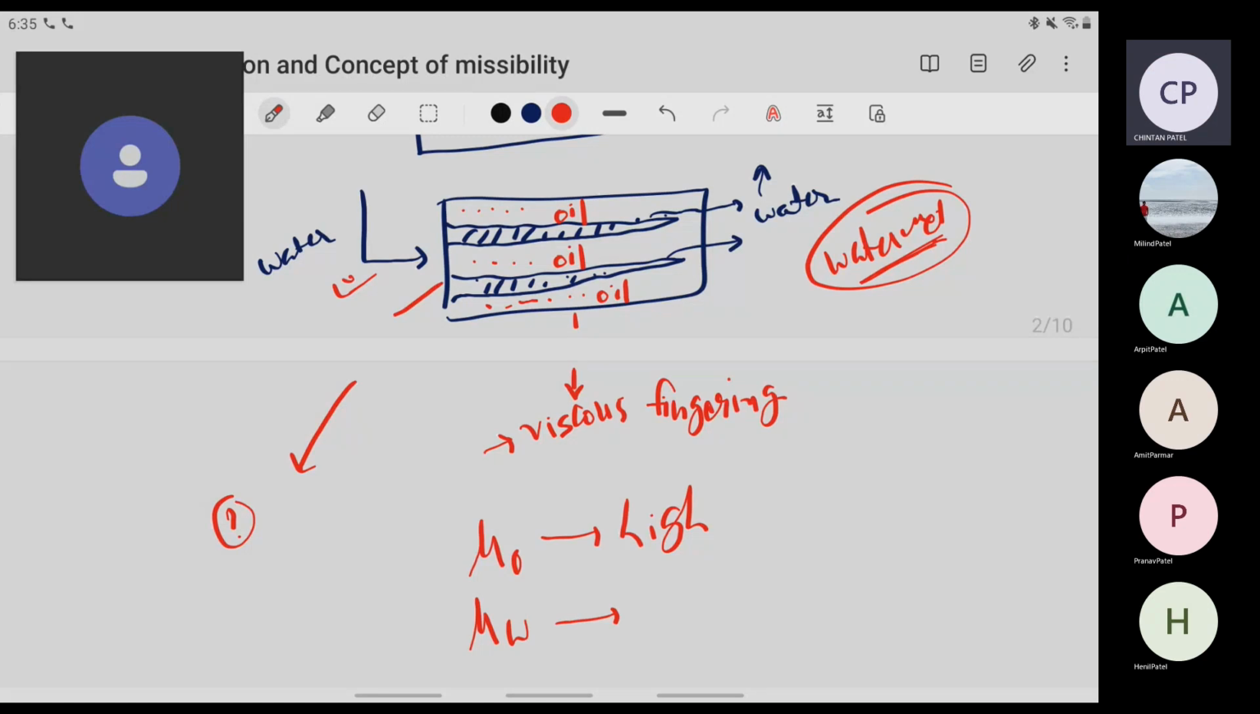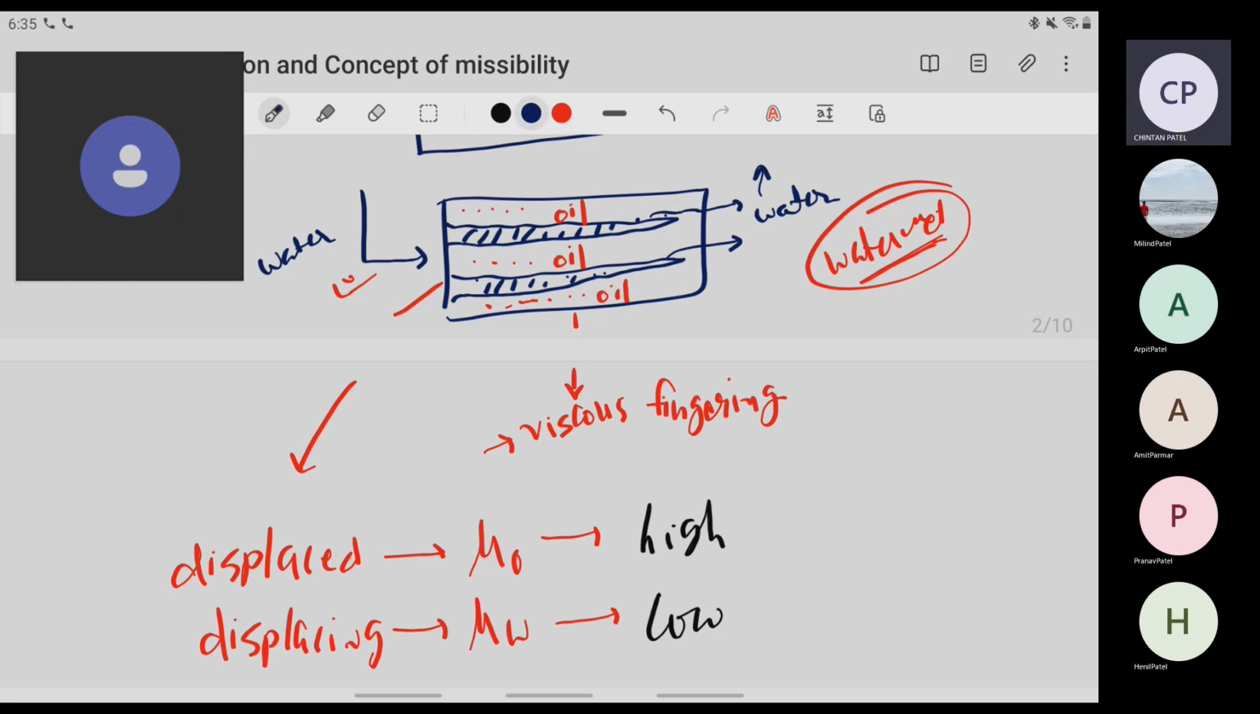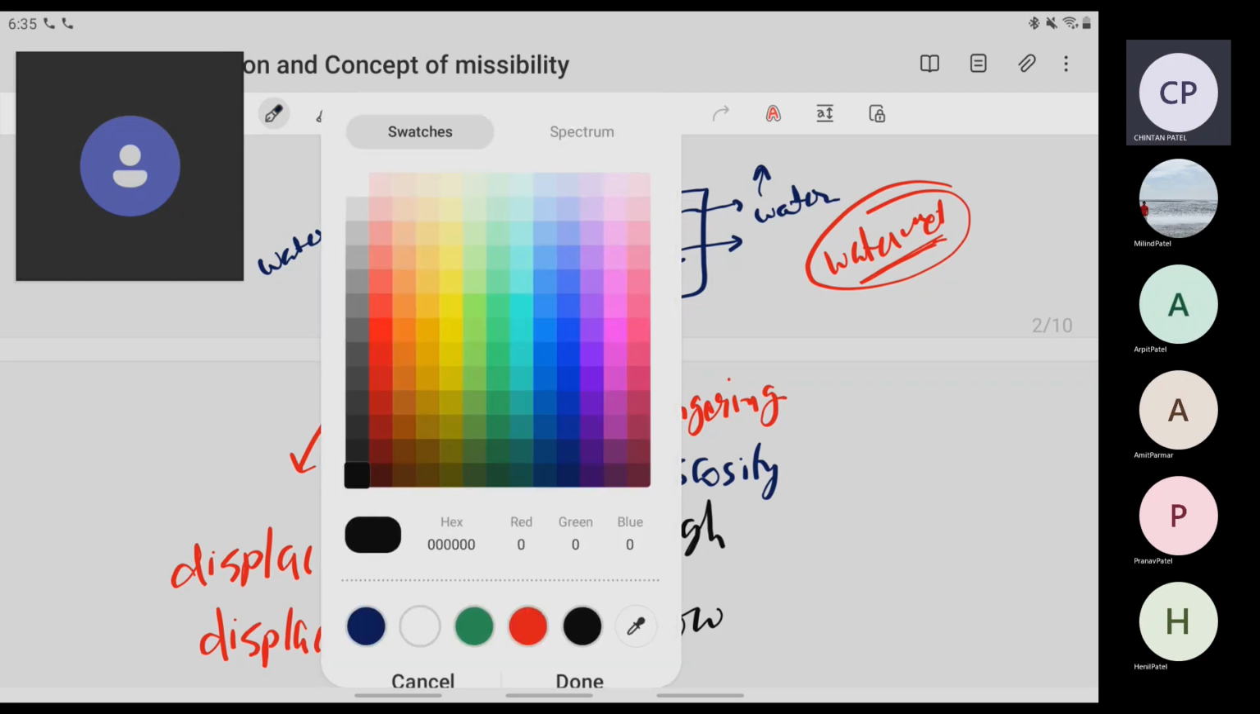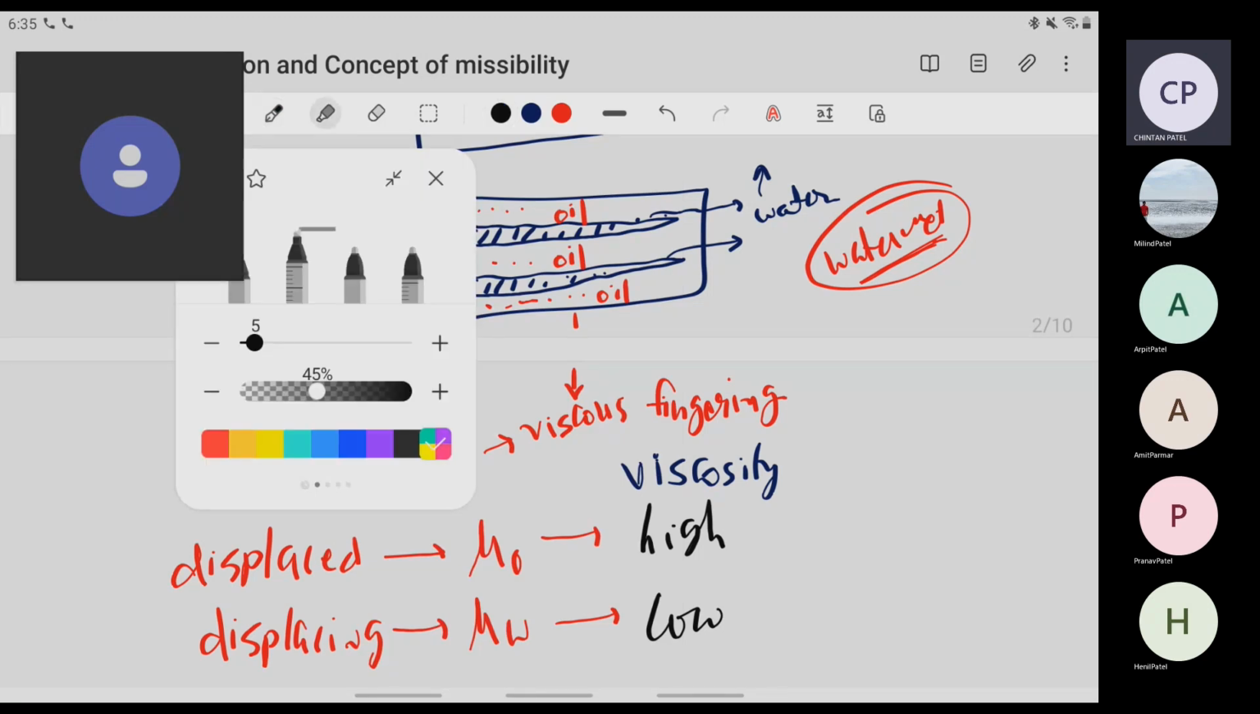ओके, सो लेट सपोज कि यहाँ पे हमारा जो डिस्प्लेसिंग फ्लूइड है उसकी विस्कोसिटी बहुत लो है, और जो डिस्प्लेस फ्लूइड है उसकी विस्कोसिटी वेरी हाई है. हियर वी आर टॉकिंग अबाउट विस्कोसिटी ओनली. Or this is the oil, so you can say higher viscous crude has a higher density also. That might not be the case all of the time.